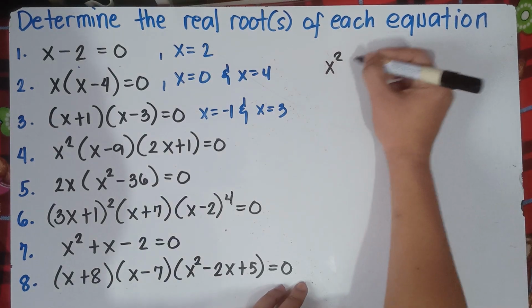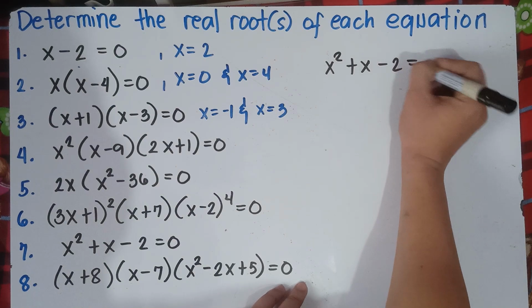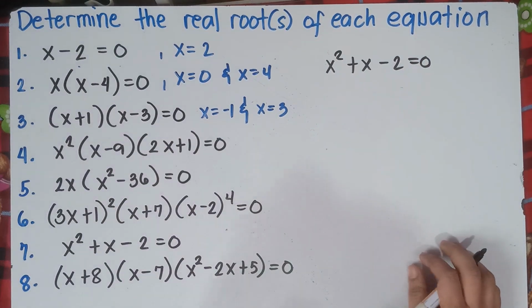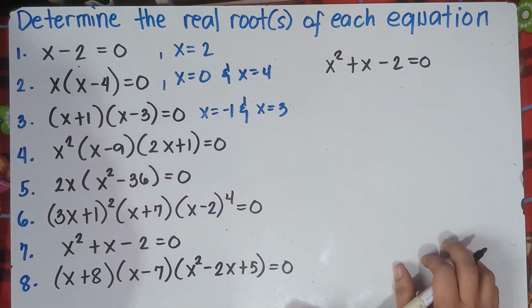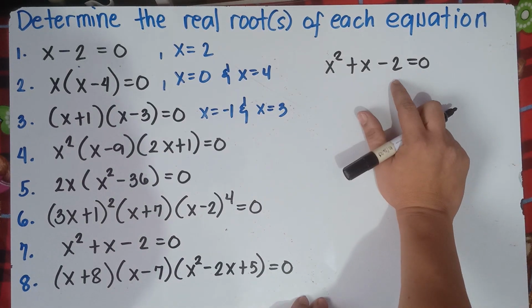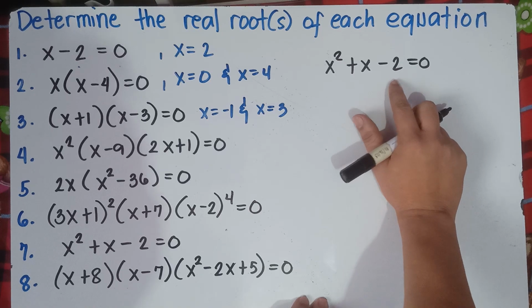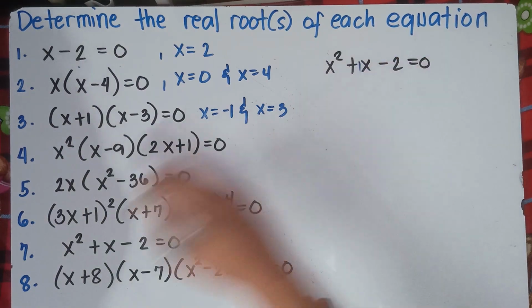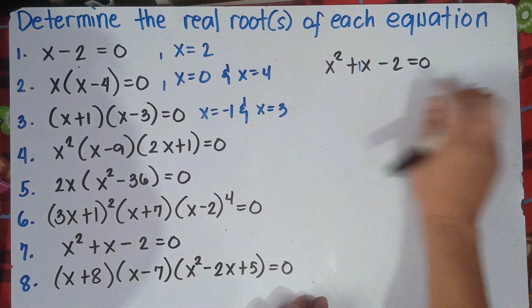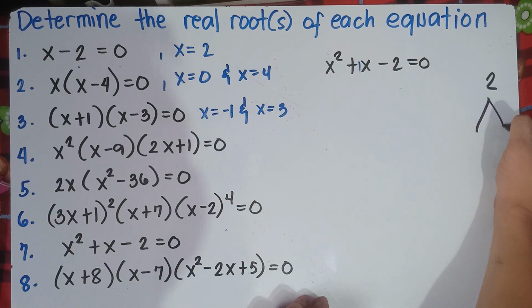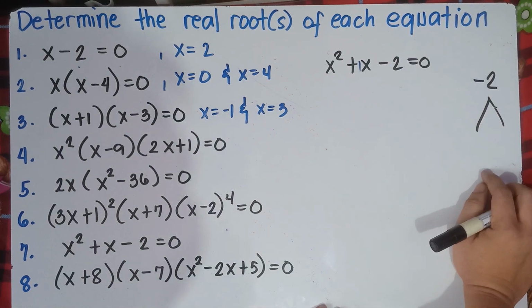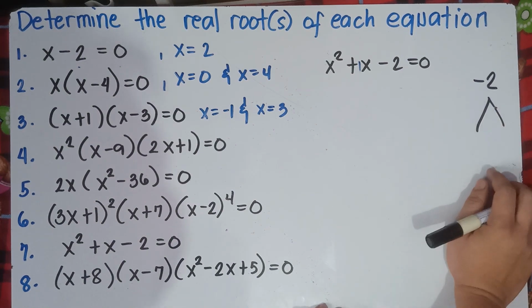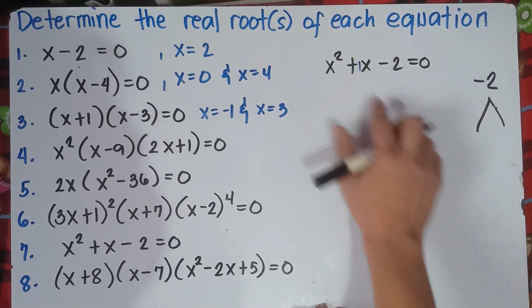We have x squared plus x minus 2 equals 0. So for this one, class, you do the factoring. You still remember the factoring, class? You find two numbers that when you multiply, you will get negative 2. At the same time, when you combine, you will get positive 1. So understood, class, that there's one here for x. What are the two numbers, class, that when multiplied give negative 2, and when combined give positive 1?